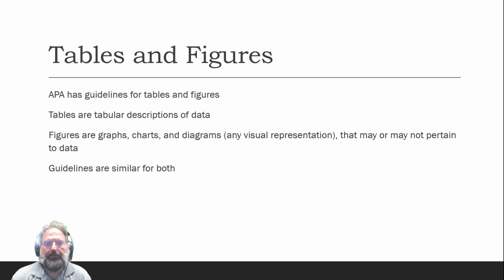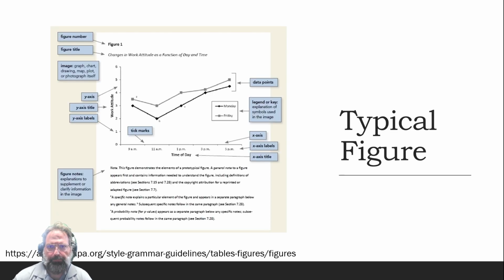So, stating the obvious, tables are for tabular data, such as a list of textual values or numeric values. Figures are going to be basically everything else. So, things that are graphics, charts, diagrams, a graph, any kind of visual representation, really. It may have something to do with data, it may not. But the guidelines are very similar for both, the main difference being the word table or figure.